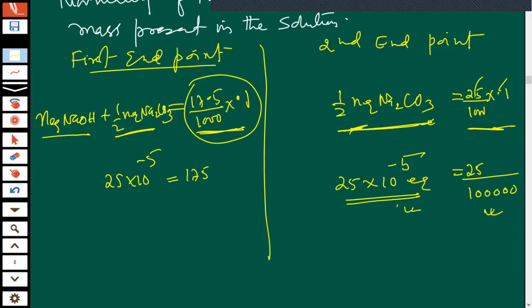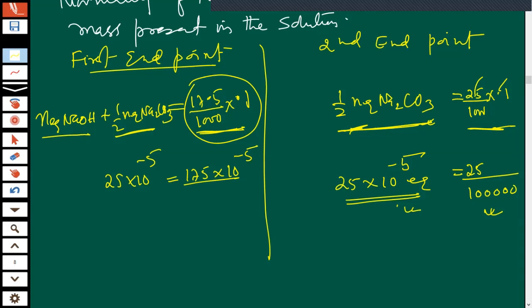175 by 100,000, 10 to the power minus 5. Don't misguide me, okay? Regarding calculation, pay attention nicely. Okay, it will become 10 to the power minus 5.